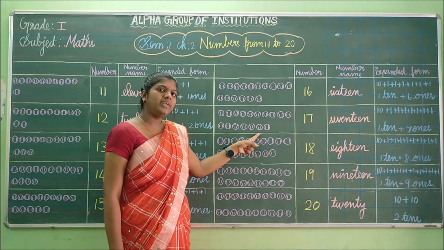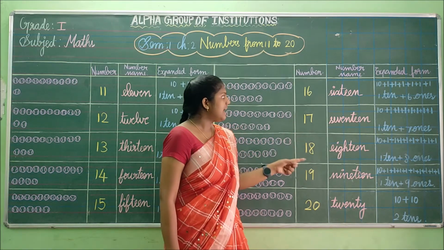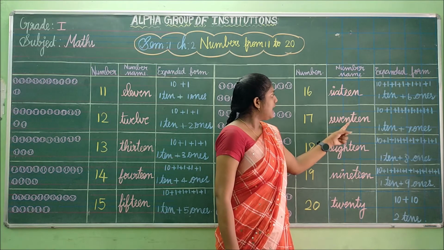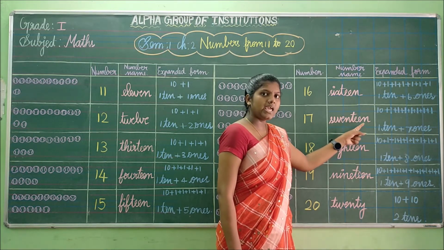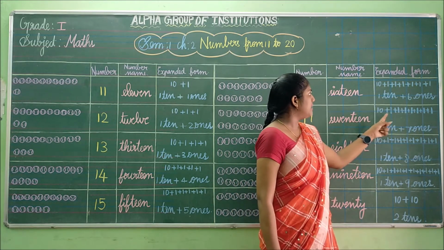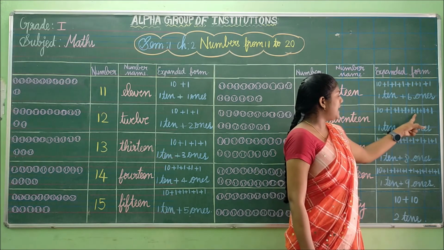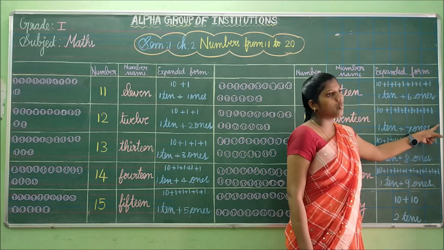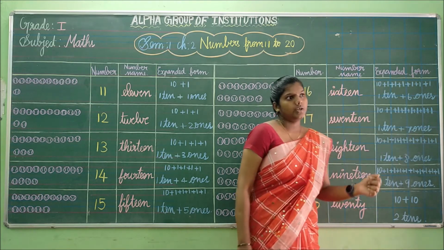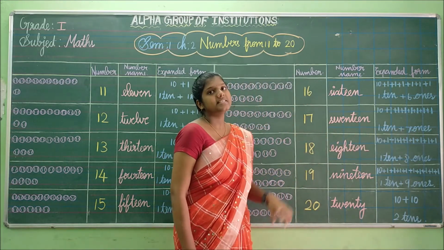After 16, what number will come? 17. So this is the number for 17. And see its number name. SEVENTEEN, 17. Now see its expanded form, children. 10 plus 1 plus 1 plus 1 plus 1 plus 1 plus 1 plus 1. So here we have 1 ten and 7 ones. So 1 ten plus 7 ones is 17.